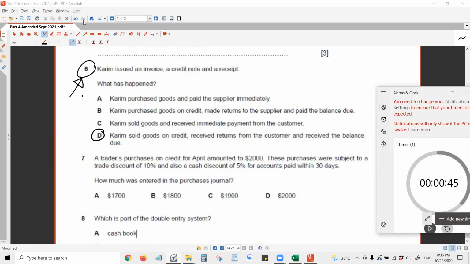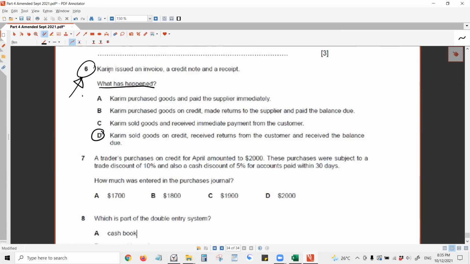When you're not sure, you have to refer to the notes. So answer is D. What has happened? Karim issues an invoice. Who sends an invoice? Issue means send. Then a credit note and a receipt. Receipt means official receipt. So sending an invoice means Karim is supplier. Suppliers also send credit notes, right? Suppliers also send official receipts, right? Therefore, Karim is supplier.